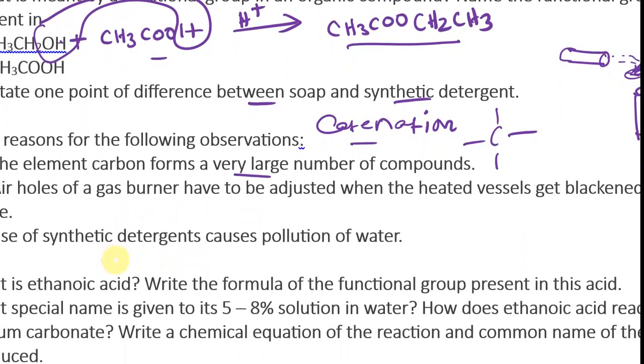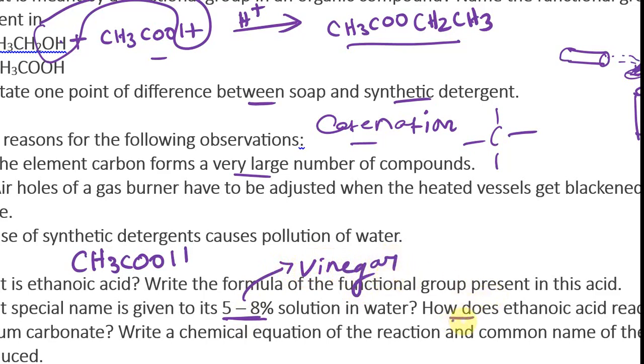What is ethanoic acid? Write the formula of the functional group present in ethanoic acid. Ethanoic acid is an acid containing two carbon atoms. The formula is CH3COOH, right? And what is the special name given to a 5 to 8% solution in water? This is called vinegar. I said that. This is called vinegar.